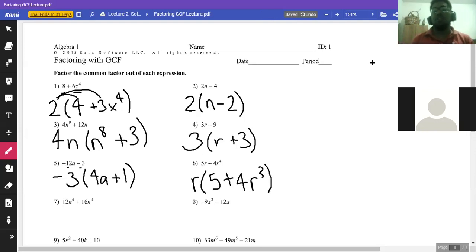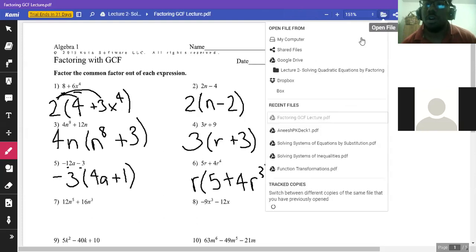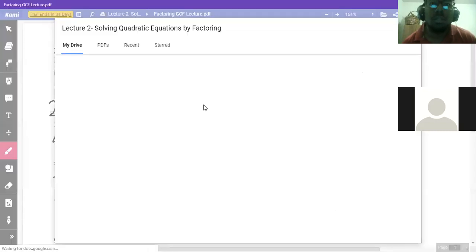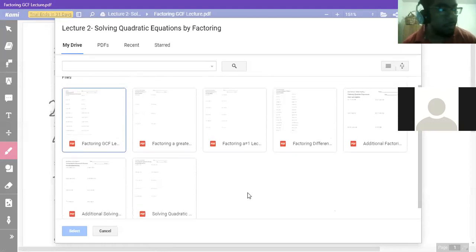Okay, that's the first type of factoring. Very simple. Should be a review from Math 1 for most of y'all. Does anyone have any questions? No. Okay, let's go ahead and move on. All right, so I'm just going to save this for later. Okay, and we're going to move on to the next slide.